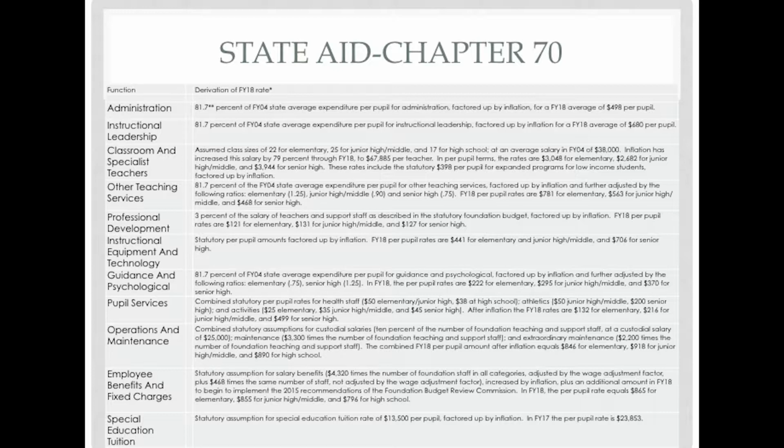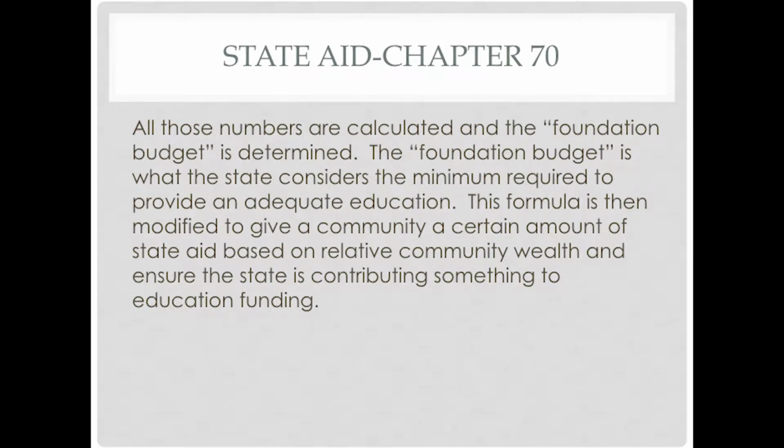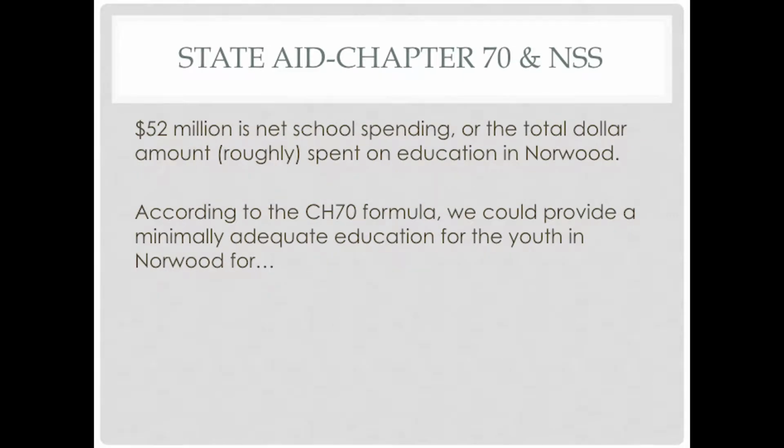So maintenance has a cost here, $3,300 times the number of foundation teaching and support staff. Again, they come up with what your foundation budget should be, and then they look at your wealth and they say, okay, you're a middle-class community, here's what you should be spending. How do we bridge the gap? Here's a dollar amount to help you bridge that gap. So we have a number that we call, and these are actually last year's numbers, net school spending. So the state will say, all right, at the end of the day, here's the total amount of money being spent on education.